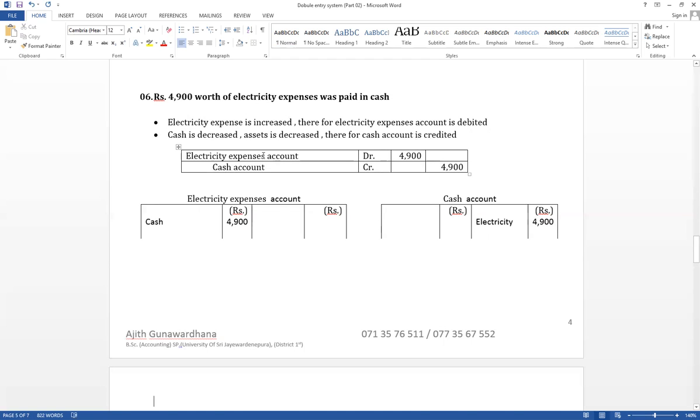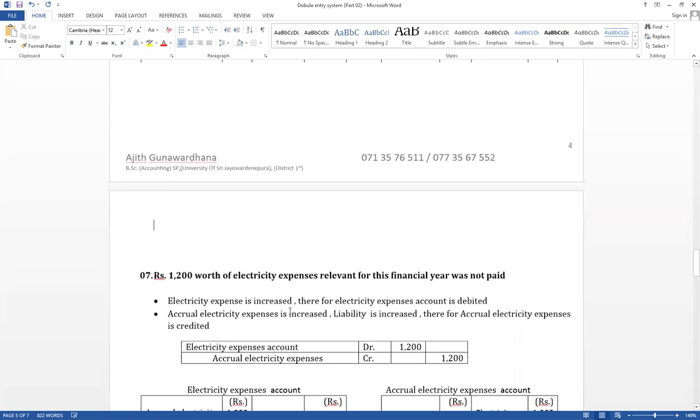Electricity expense account debit, cash account credit. Therefore, electricity expense account debit side and cash account credit side. Expense increase, asset decrease. Electricity increase, cash decrease. Expense paid in cash. Next one, expense is not paid.